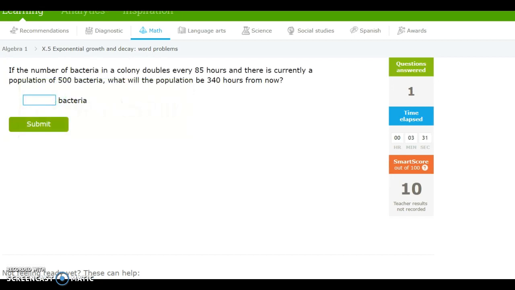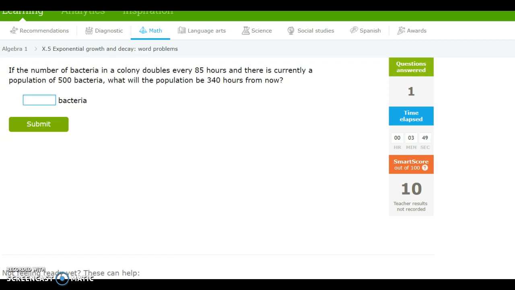And apparently that's wonderful. Okay, this one's going to have, I think, exponential growth. Yes, it doubles every 85 hours. This is our current population of 500 bacteria. What would the population be 340 hours from now?